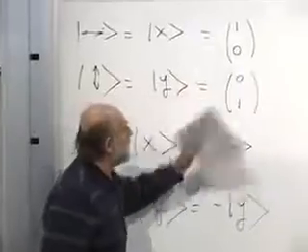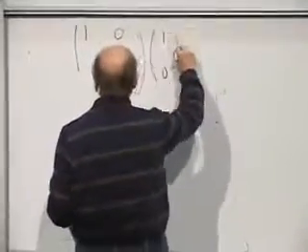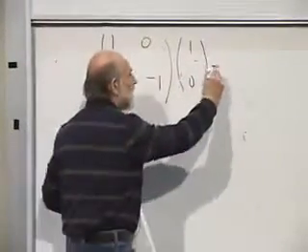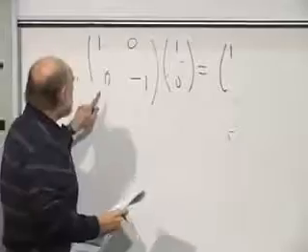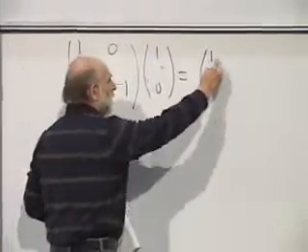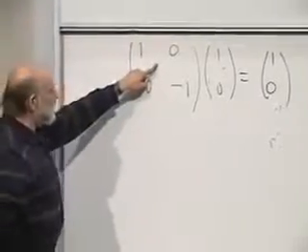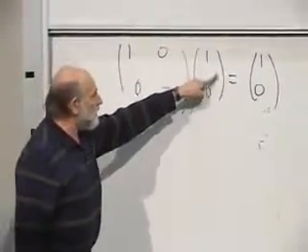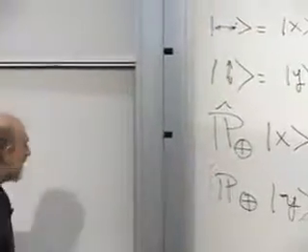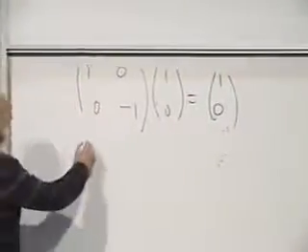The x polarization is represented by 1, 0. What does this give? 1 times 1 plus 0 times 0, 1, 0 times 1, minus 1 times 0, 0. So that says that this polarization operator acting on the x polarization gives back the x polarization. That's just this equation. And let's try the other one.